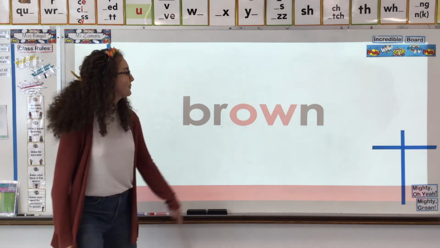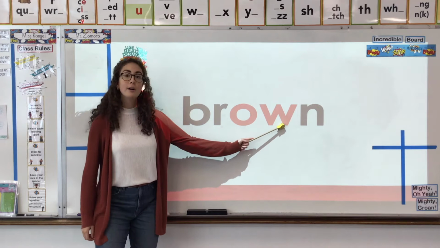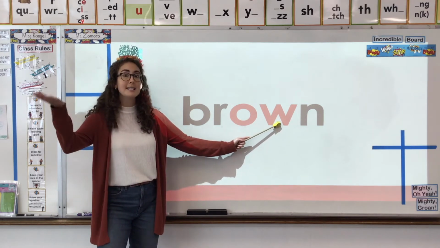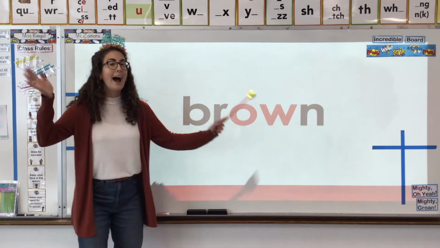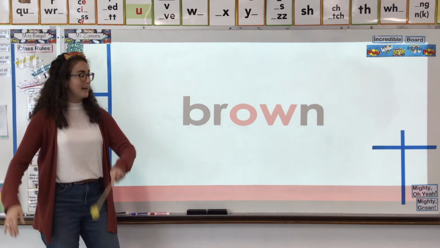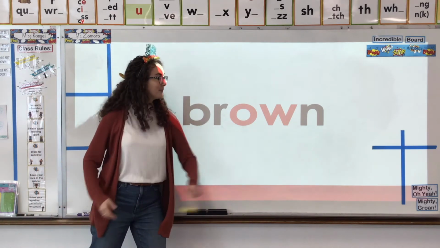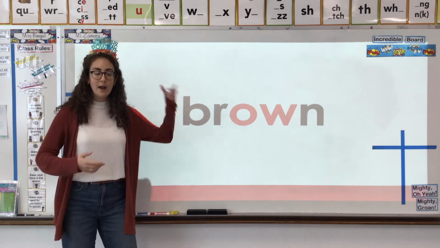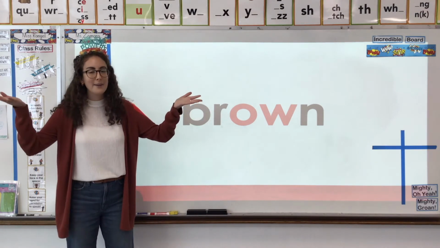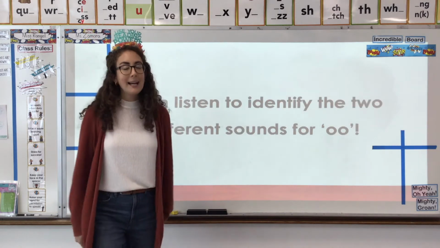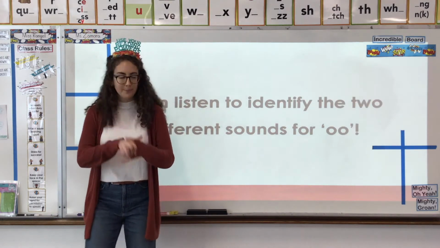Last one. O, W. OW says ow, because it was in the middle of the word. So the word is brown, the color brown. Good job warming up that brain. Let's meet our next and final O team.